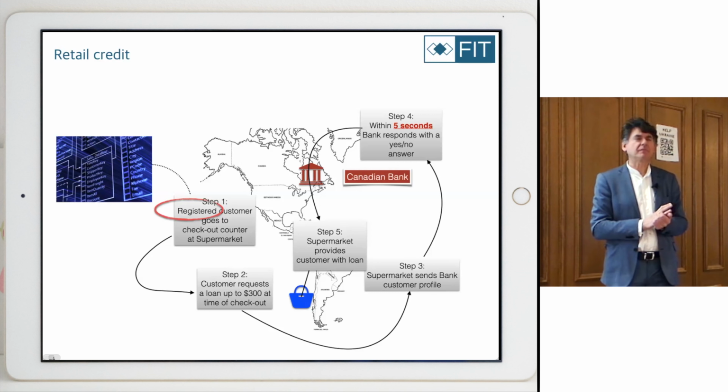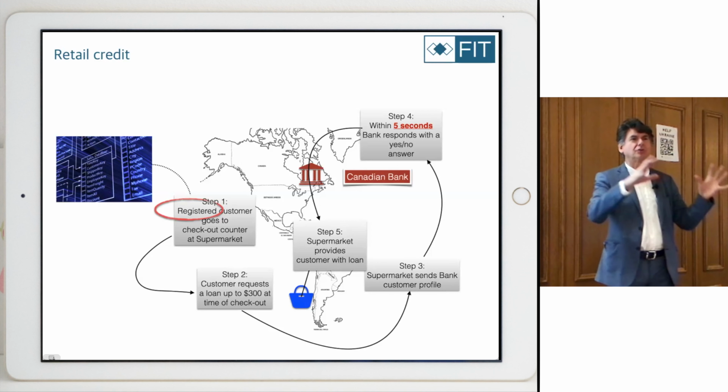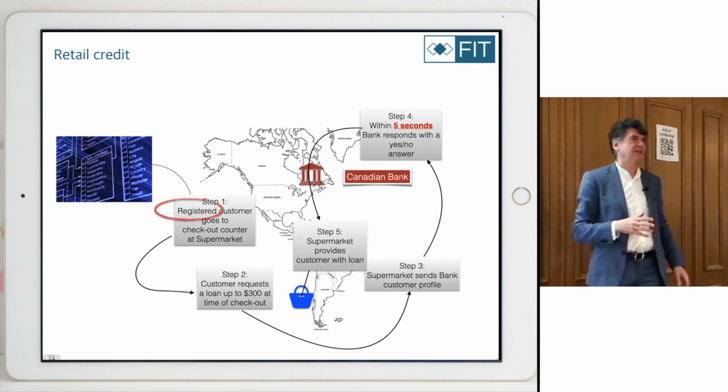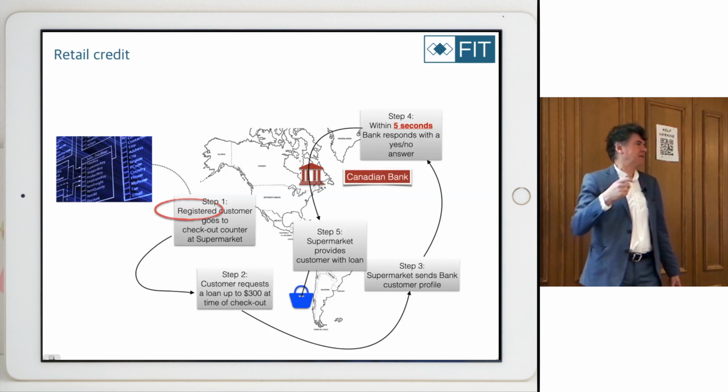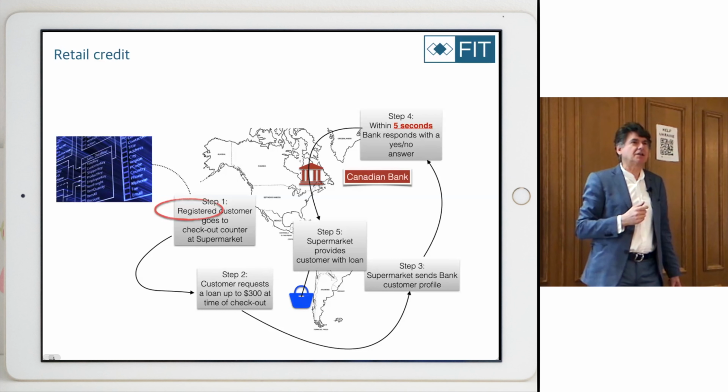Let's say, I'm going to use a Toronto version of that. Let's say in my customer profile, it says I make $500,000 a year, I live in Rosedale, and I've been living in my address for 18 years, and so on and so forth. Let's say that. That's great. Then I'll get a $300 loan, no problem, right?